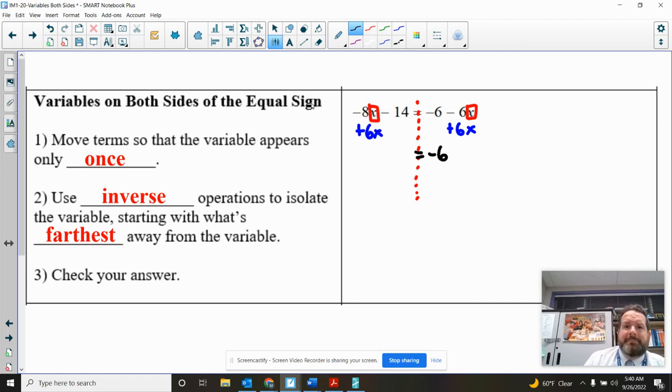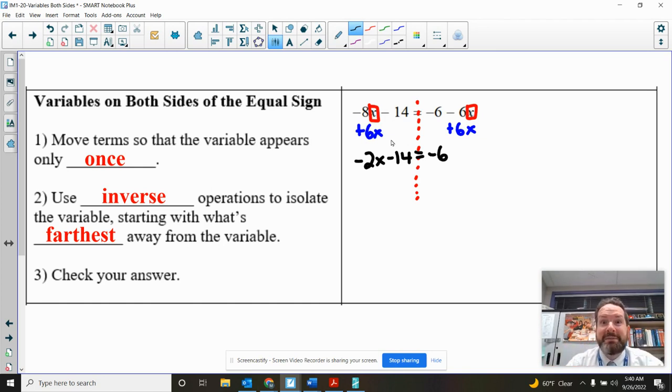On this side, negative 8x's plus 6x's. You're going to leave the x the same and then add the coefficients. The coefficients are the numbers in front. Negative 8 plus 6, that's going to be negative 2 x's. And this minus 14 stays a minus 14.